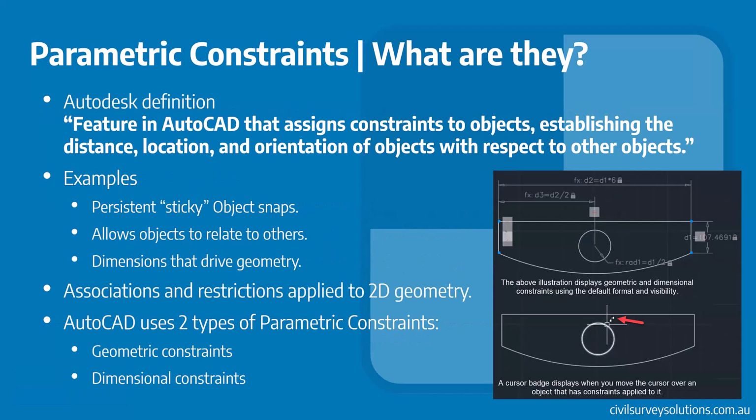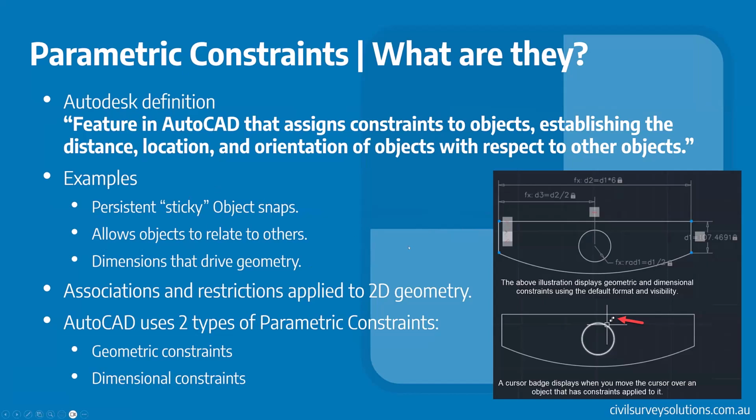With parametric constraints, they're objects or information that's added to objects in our drawing. The Autodesk definition is it's a feature in AutoCAD that assigns constraints to objects, establishing the distance, location, and orientation of objects with respect to other objects.